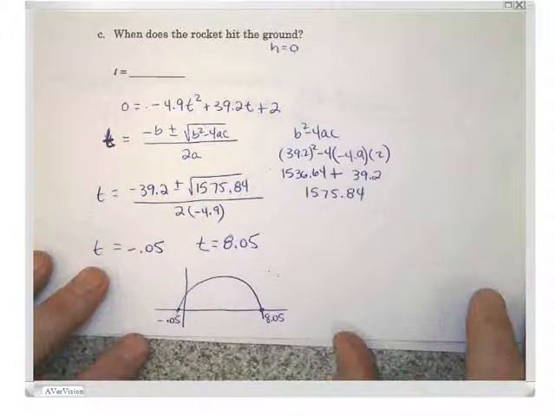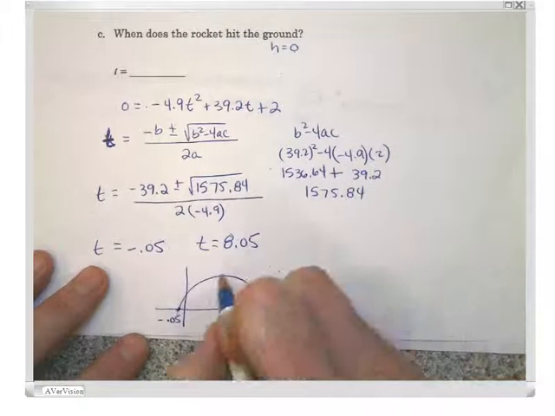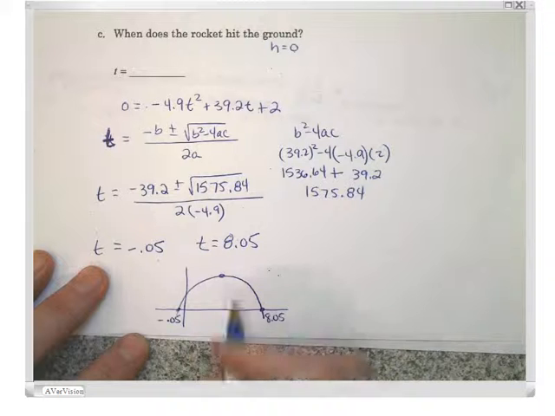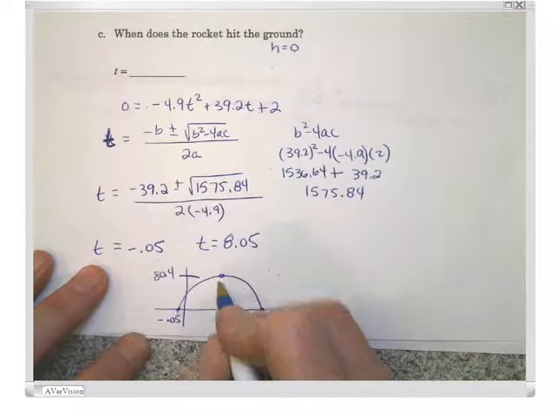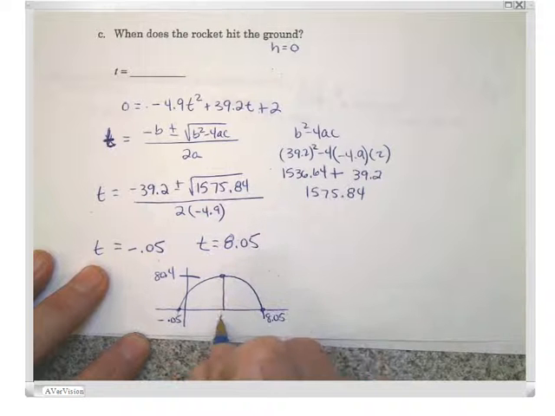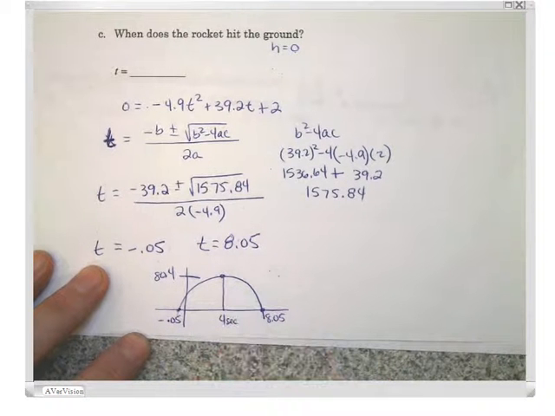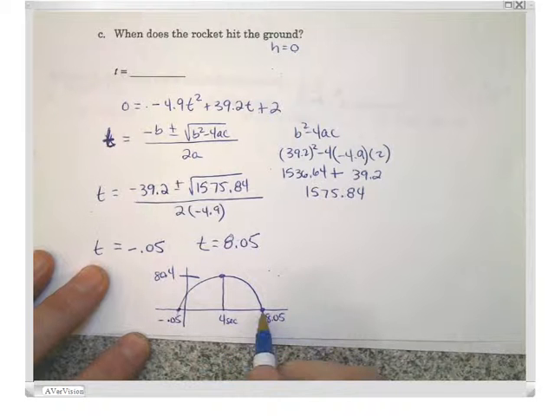Okay, and then our maximum height we found is up here at 80.4 feet, and it took 4 seconds to get there. So that would be a quick sketch of the graph. So the time we want when it hits the ground is 8.05 seconds.